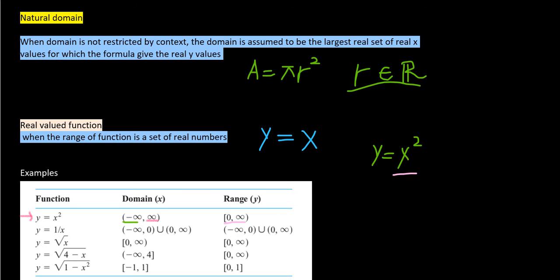the closed bracket of 0 to positive infinity, and then here lies our circle bracket.